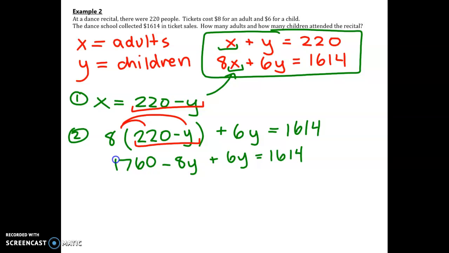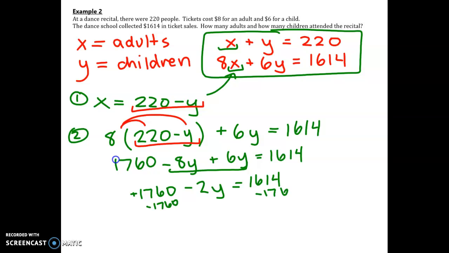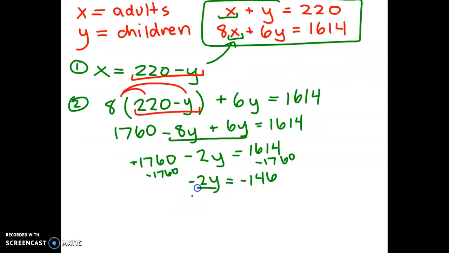Now we combine like terms. So I see that I have a minus 8y and a plus 6y. So that means I have 1760 minus 2y when I combine them. Now that's 1760. Let's move that over. How do I move the 1760? Subtract it, right, because it's a positive right now. So I'll subtract the 1760 over. So we get minus 2y equals, and then we'll divide out that minus 2. So we're going to get y equals 73.